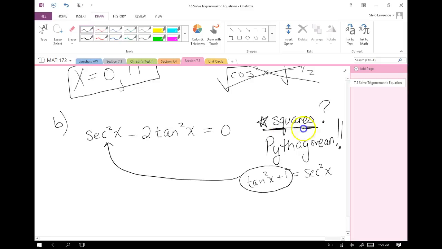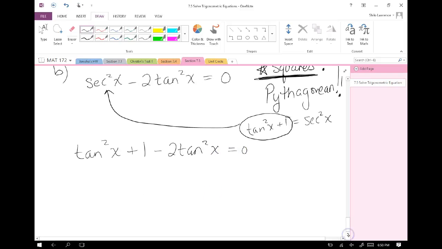So again, anytime you're dealing with any sort of trig simplification problem, trig proof, trig equation, if you're dealing with squares and you want to try to fix it or change it, you should always think about using your Pythagorean identities, because all of your Pythagorean identities have squares in them. So secant squared is going to get replaced with tan squared plus 1. The rest of it is going to stay the same, and let's see where we can go from there.